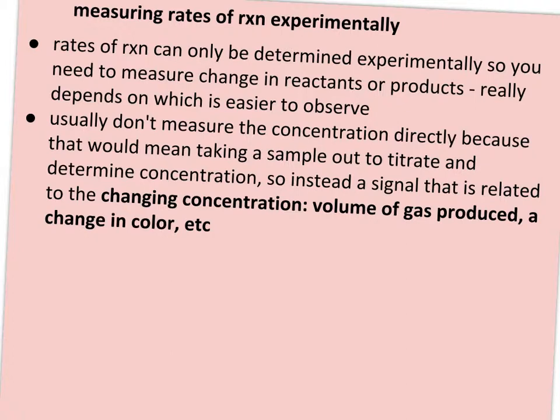So what you have to do is decide if you're going to measure the change in the reactants or the products, and it really depends on which is easier to observe. You usually don't measure the concentration directly because that means you'd have to take a sample out to titrate it or in some way determine its concentration. So instead, we use some kind of signal that's related to the change in concentration, like the volume of gas being produced or the mass of the reactant being consumed as the gas escapes, or a change in color, change in pH. All those things can be used to indicate the change in concentration.